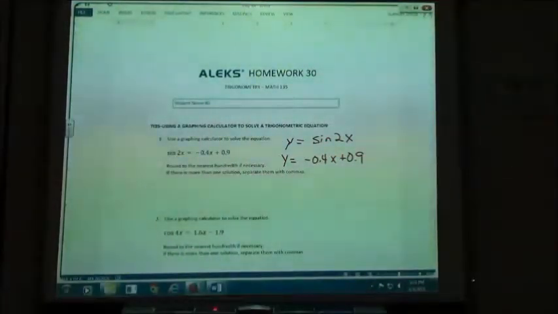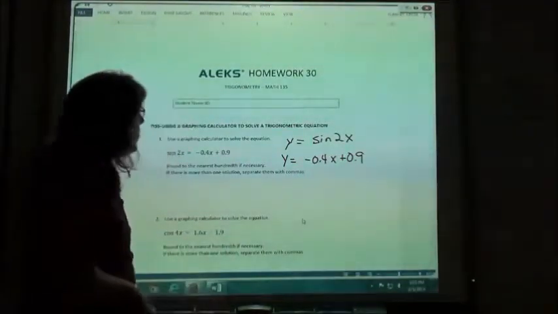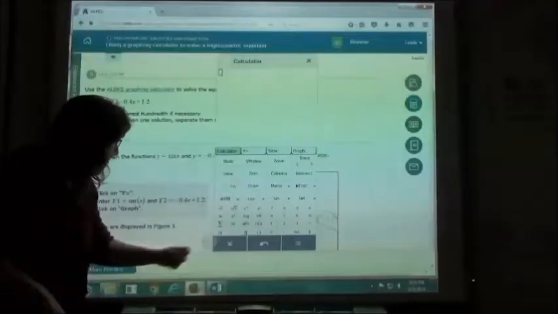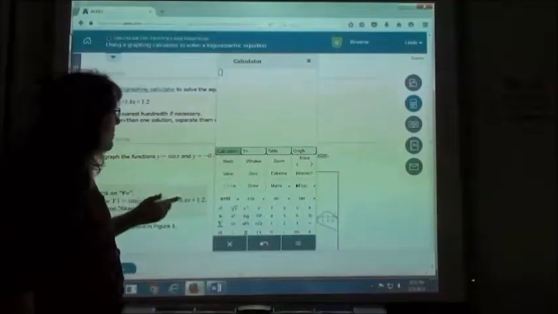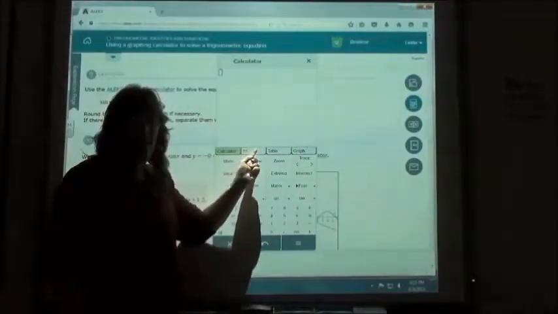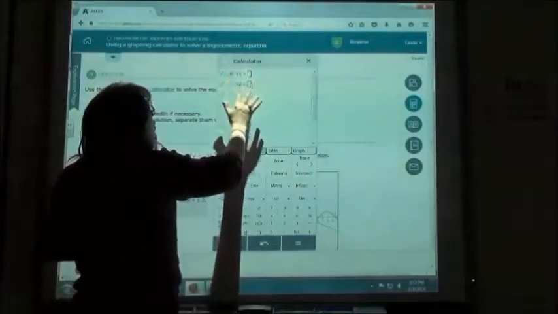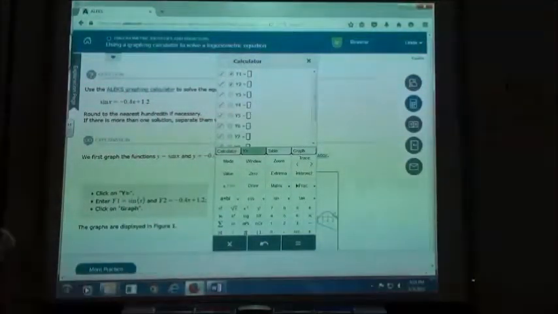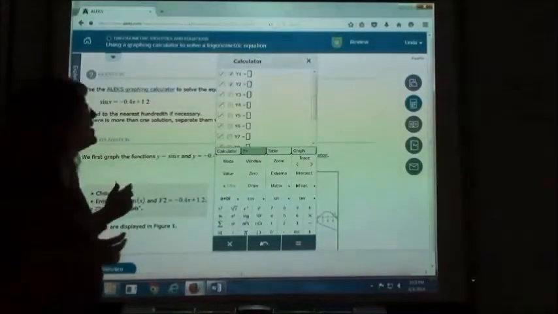I'm going to go over to the Aleks calculator, and so I'm going to grab my paper where I have those written down so I remember what my equations are. Here's the Aleks graphing calculator. If we are going to graph something, we are going to hit the y equals. We have to check the ones we're going to graph. We're going to graph two equations, so we want check marks in both of those. If you draw your graph and only one's showing up, go back to the y equals and make sure one of the boxes or both of the boxes are checked.